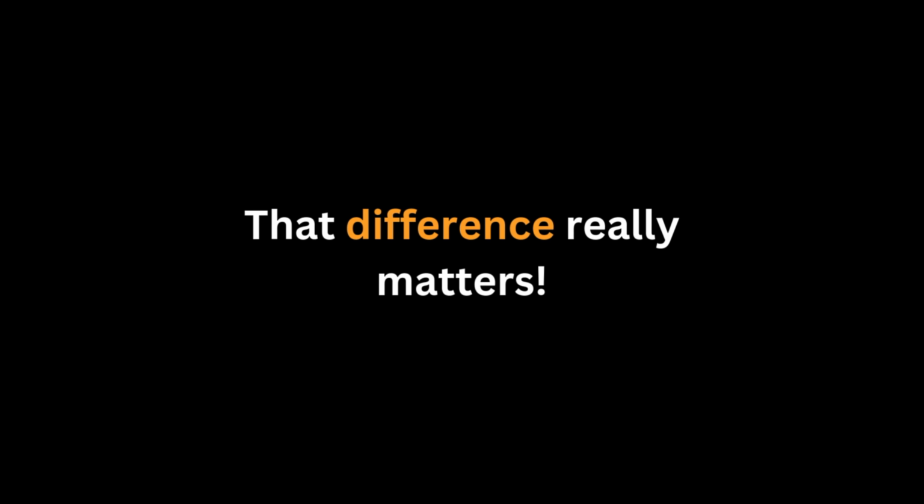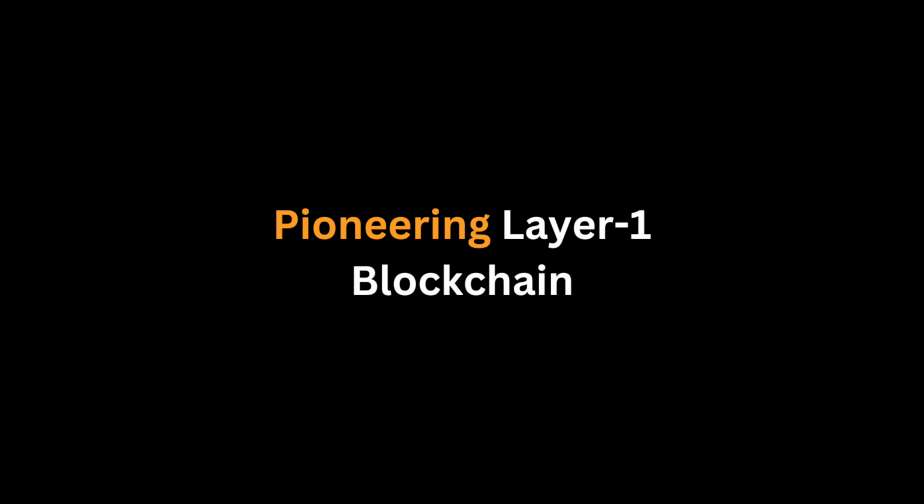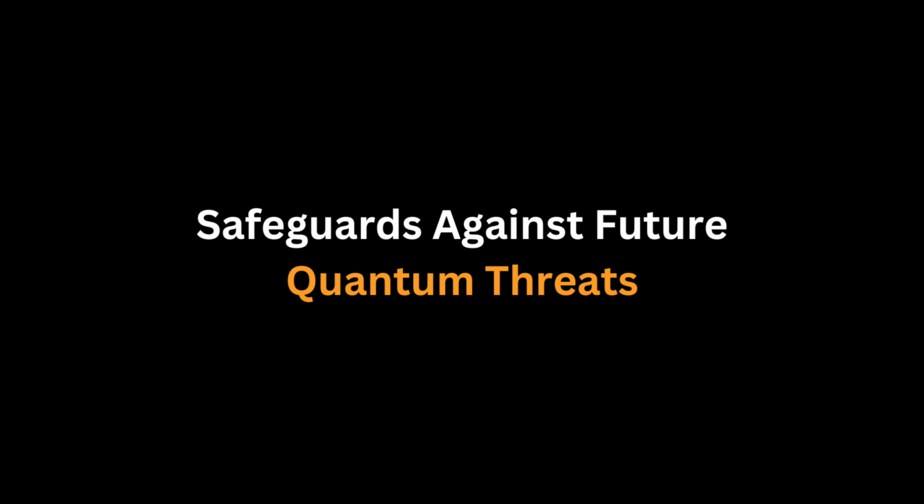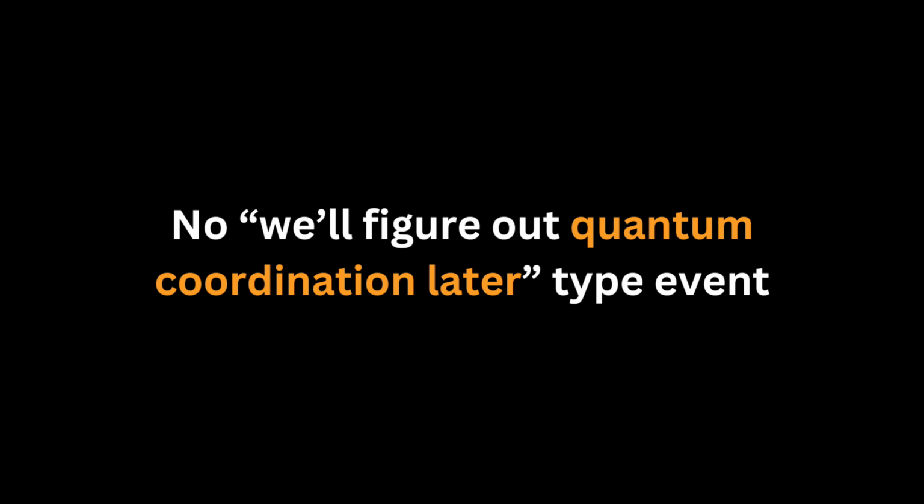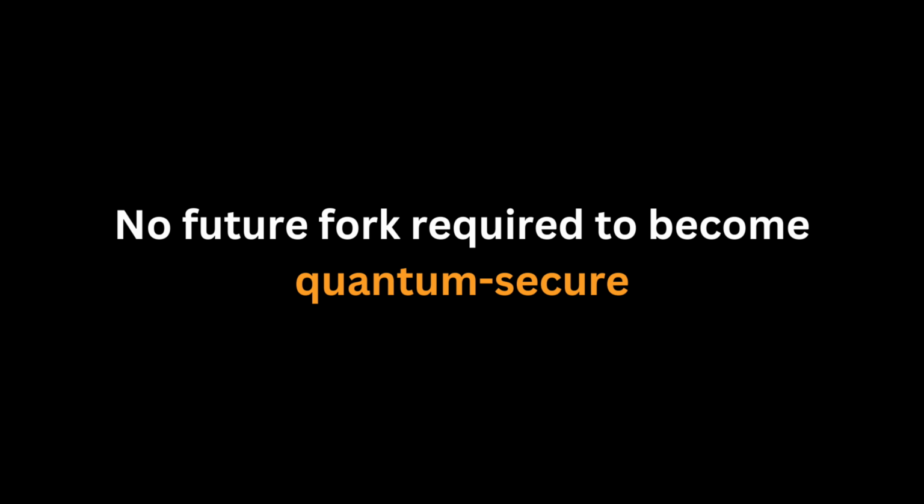While the majority of blockchain projects globally, from Bitcoin to Ethereum, Solana, you name it, are all debating how they're going to transition to post-quantum security, others were built from the very beginning with post-quantum security in mind, and that difference really matters. Curel was built from the very beginning in 2018 with this in mind since day one, as the pioneering layer 1 blockchain that safeguards against future quantum threats. No migration, no we'll figure out quantum coordination later type event, no future fork to become quantum secure. It already is.